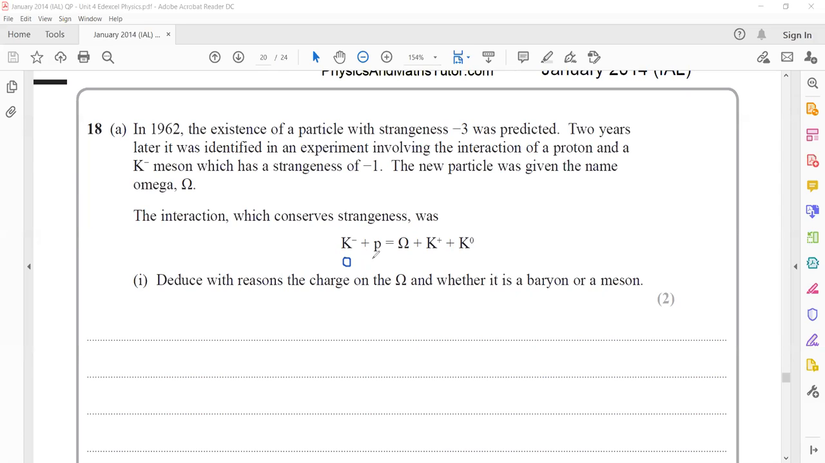Proton is a baryon, so the baryon number will be plus 1, because it's a combination of up, up and down. So this is meson 0, meson 0. To have the baryon number conserved, this should also be a baryon number plus 1. So if something has a baryon number plus 1, it cannot be a meson, it is always a baryon. Is it clear? How we predict that this particle can be a baryon, not a meson?